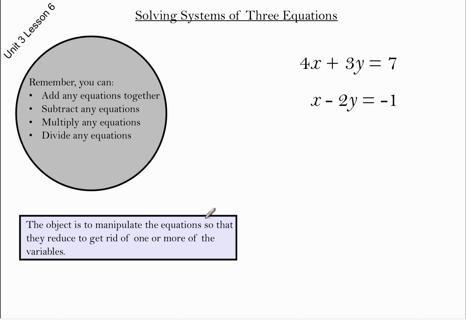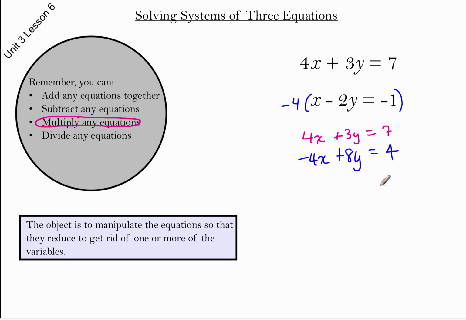The object is to manipulate these equations so that they reduce to get rid of one or more of the variables. So just to remember from 8th grade, if we looked at this system of equations here, we would probably multiply this bottom equation by a -4. It would give us -4x plus 8y equals 4. Now, why would we do that? Because the top equation is 4x plus 3y equals 7.